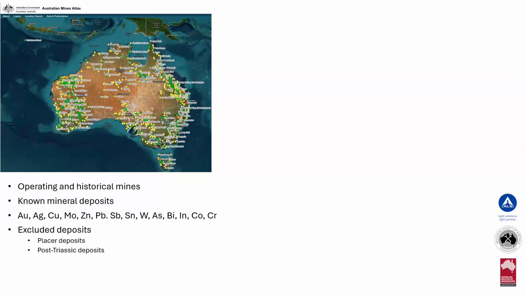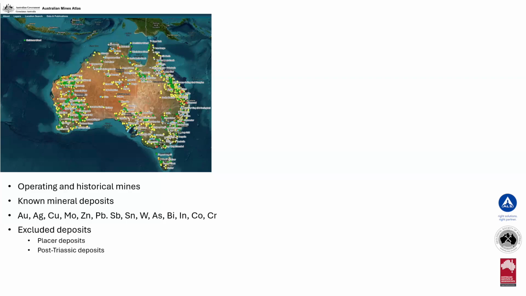And I decided to do a simple exercise. It sounded very simple. When I thought about it, it became, of course, a nightmare in terms of compiling all the data together. I opened the Australian Mine Atlas, the GA's Australian Mine Atlas. Here are all the mineral deposits. And I filtered the deposits to operating and historical mines and other known mineral deposits. And I looked at those commodities. So, of course, most importantly, copper, gold, silver, moly, zinc, tin and tungsten, and antimony. These are really the important ones.